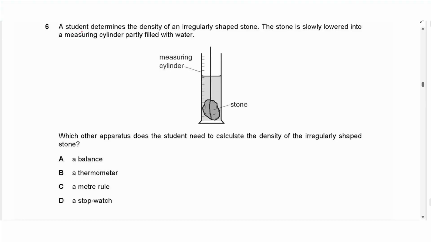Question 6 says, a student determines the density of an irregularly shaped stone. The stone is slowly lowered into a measuring cylinder, partly filled with water. Which other apparatus does the student need to calculate the density of the irregularly shaped stone? So we can use the measuring cylinder to calculate the volume. All we need now is the mass, so we only need a balance. So the answer is A.